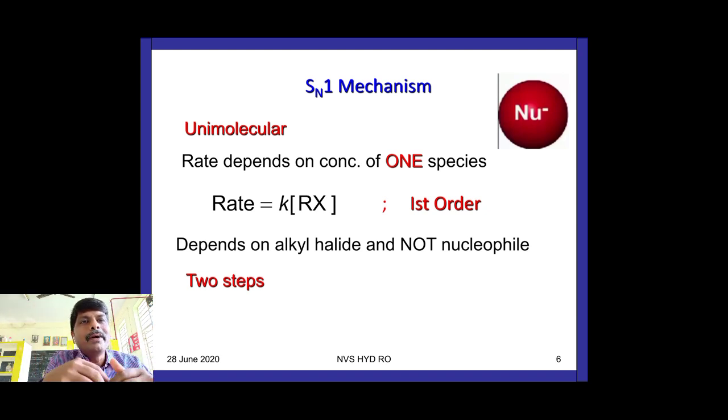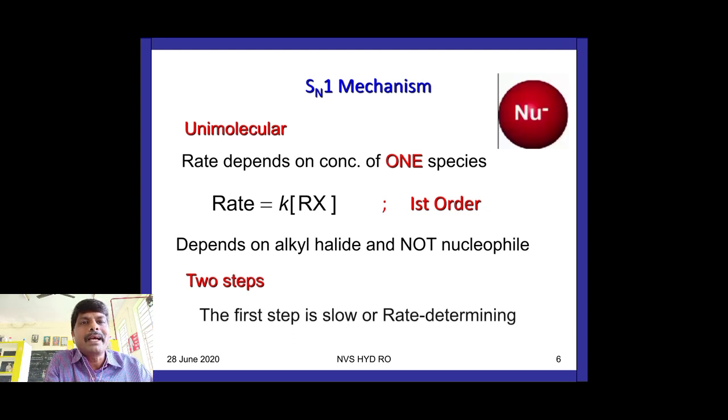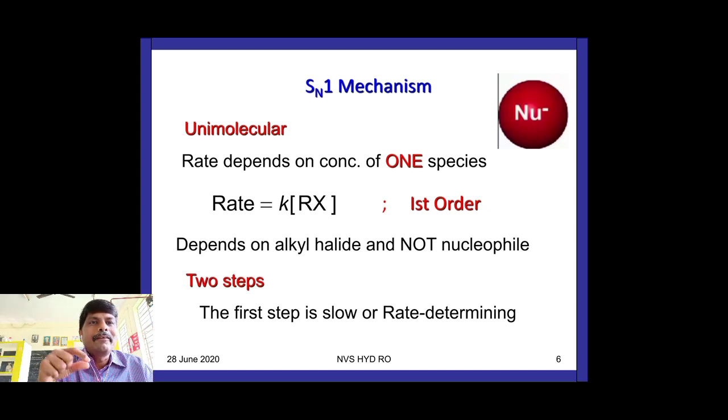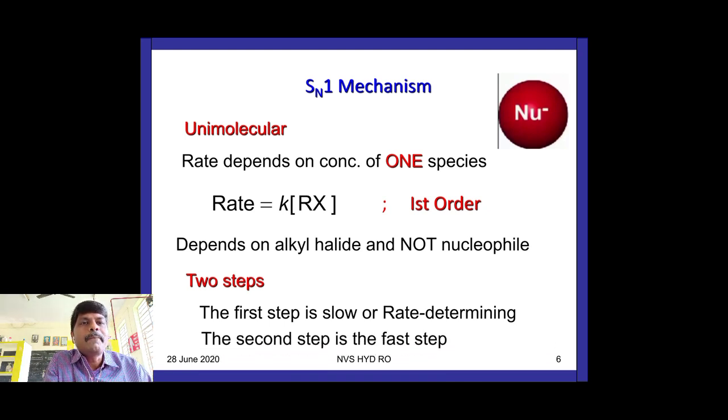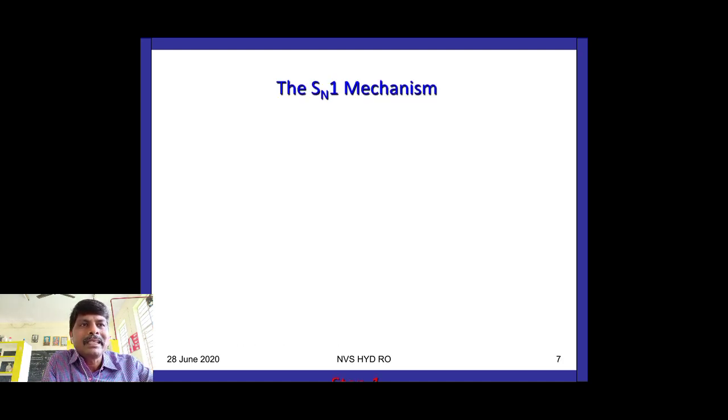Here you have to remember one more important point: the SN1 mechanism occurs in two steps. What is the first step? The first step is the slowest step. You know, the slowest step is called the rate determining step. The second step is the fast step. The SN1 mechanism occurs in two steps. The first step is the slow step or rate determining step. The second step is the fast step. We will see with an example here.